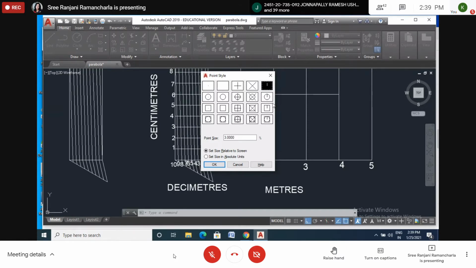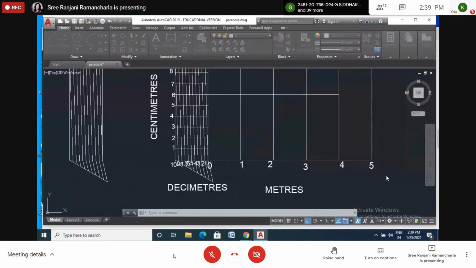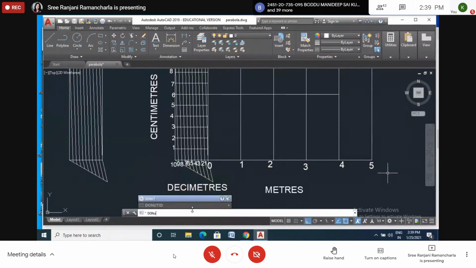Instead of that point, I will create a point with the command donut. You know donut has an inner diameter and outer diameter. I want to use donut as a point. It is asking the inner diameter. I don't want a hole, I want to cover it, so I will take the inner diameter as 0.